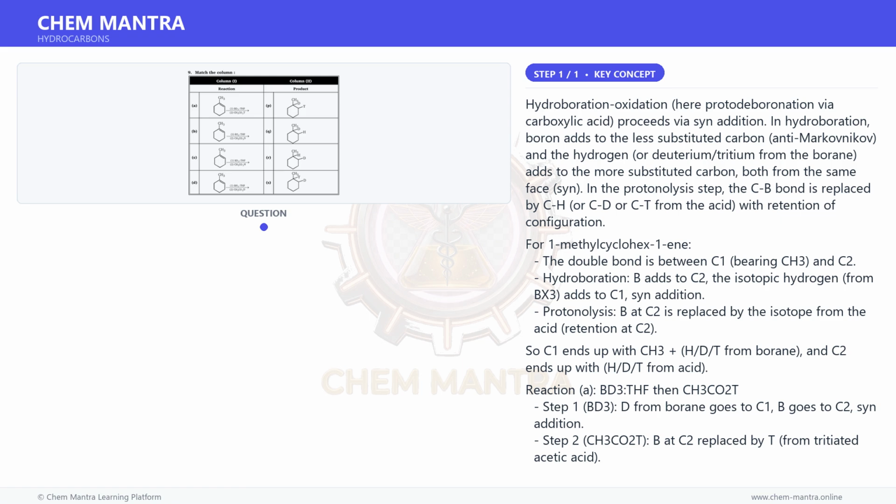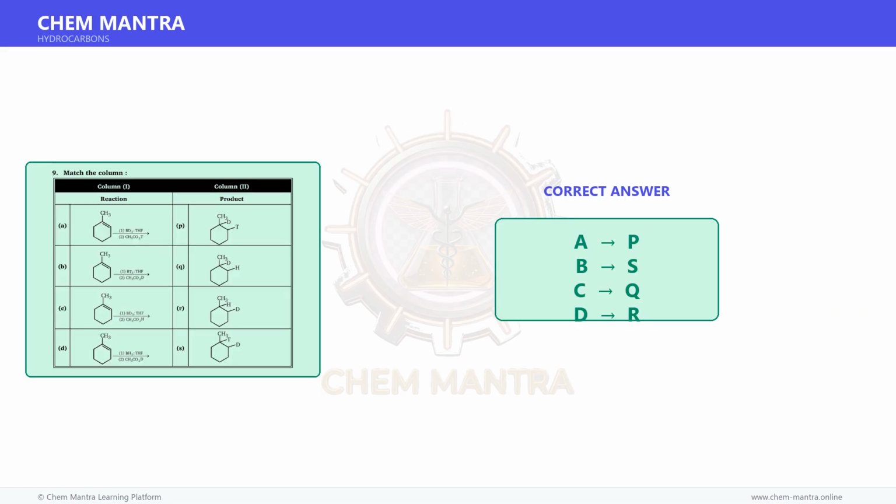Therefore, the correct answer is A-P, B-S, C-Q, D-R. That is, A matches P, B matches S, C matches Q, D matches R.